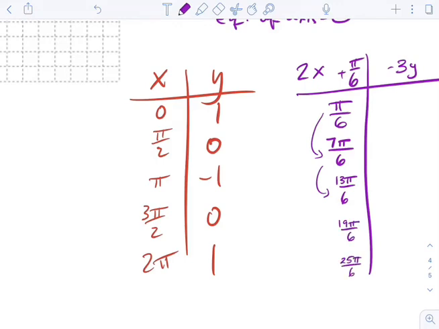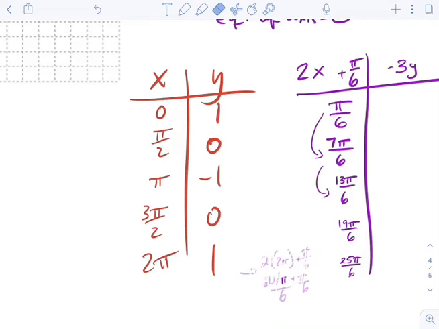I could solve them through too, right? So let's take, I don't know, the last one, 2 pi. 2 times 2 pi plus pi over 6. Get 4 pi plus pi over 6. Common denominator, if I need 6 on the bottom, I need to multiply the top and bottom by 6. So 4 times 6, 24. Add them for 25 over 6.